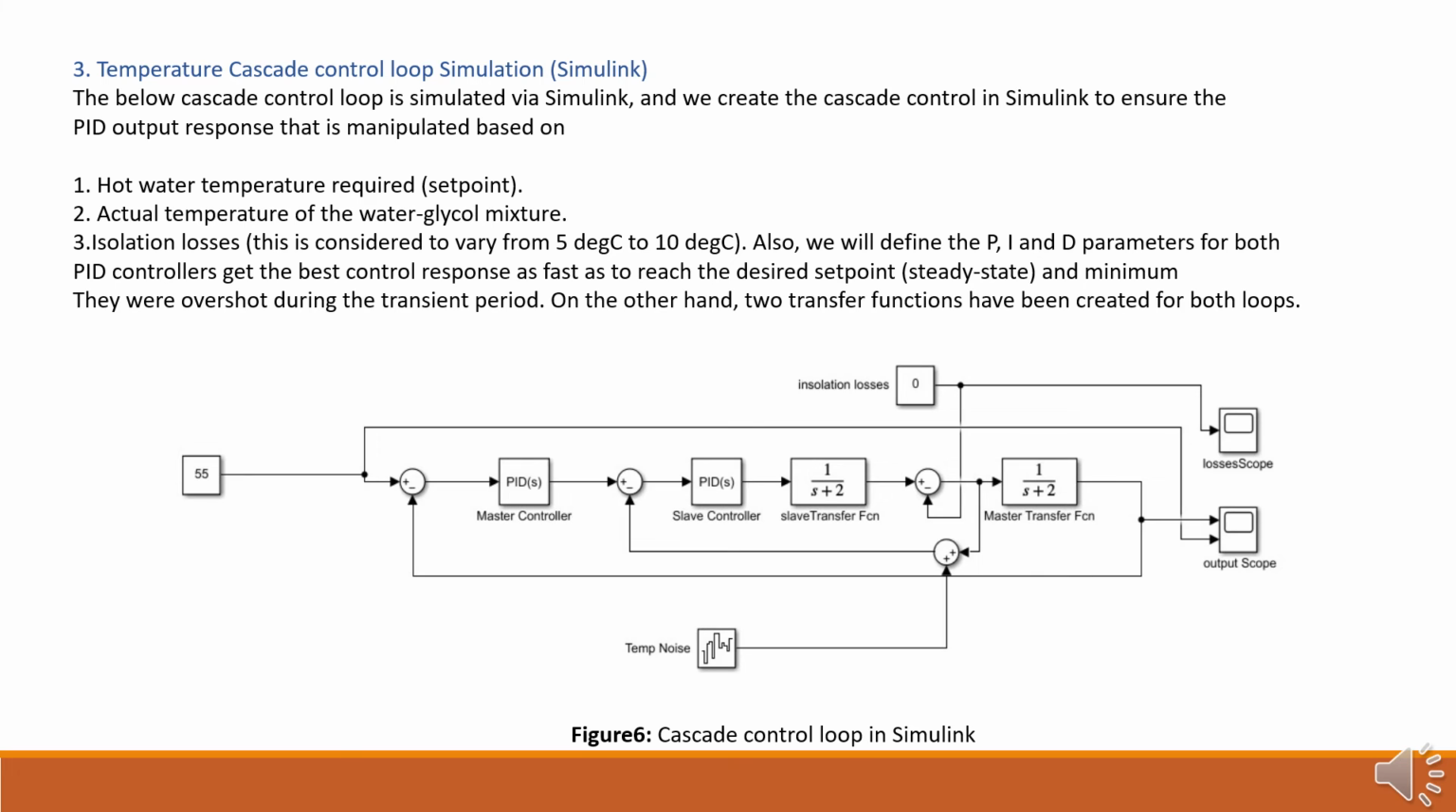Also, we define P, I, and D parameters for both PID controllers to get the best response, as fast as possible to reach the desired set point steady state, with minimum overshoot during the transient period. On the other hand, two transfer functions have been created for both loops.